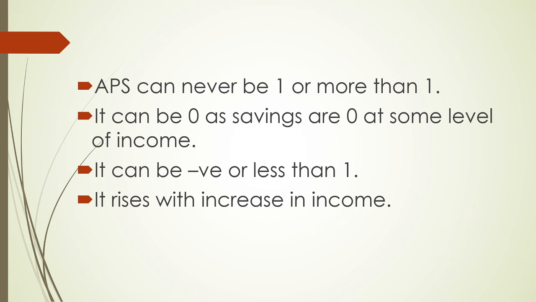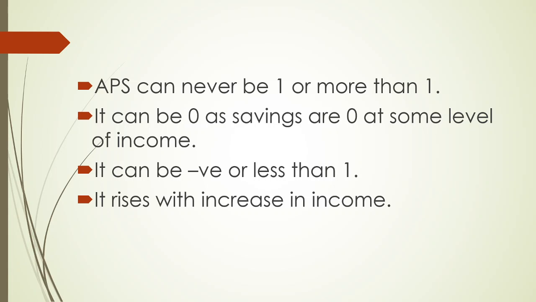Next are some important points about APS. APS can never be 1 or more than 1. Why? Saving can never be equal to or more than national income. Whatever the amount of income is, we use a part of it to consume, and only the rest we save. We cannot save the entire amount of income. Only if we saved the entire amount of income would APS be 1.